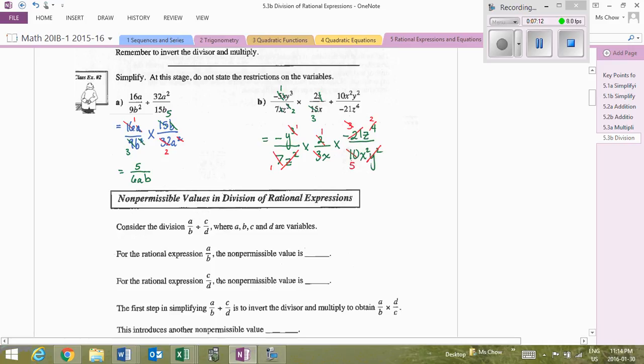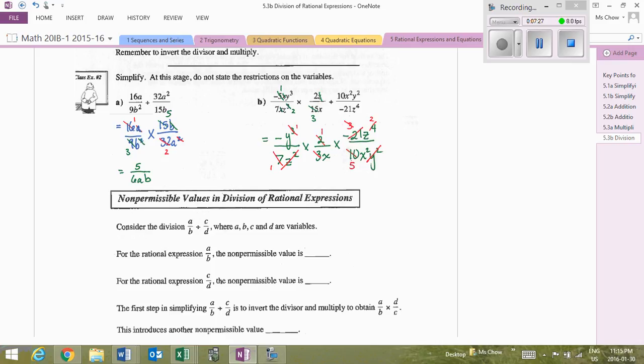So you can see that this can get pretty messy. So be sure that you can read your own writing. Be sure that you can keep track of everything. If not, then you do that in multiple steps.